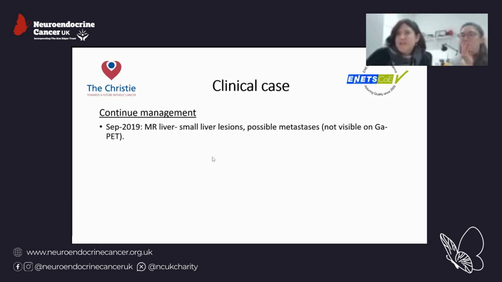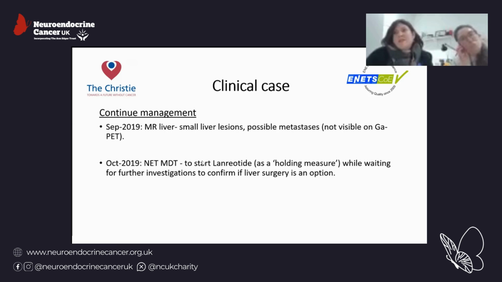So going back to the patient, the patient had the recommended MRI liver, which showed small liver lesions, possible metastases. They'd had a gallium scan. On the gallium scan, the liver lesions were not visible. So at the MDT again, the recommendation was to start some lanreotide as a holding measure, because the hope was that this patient was going to have a liver resection, which they did. So in January 2020, they went on and had liver surgery.